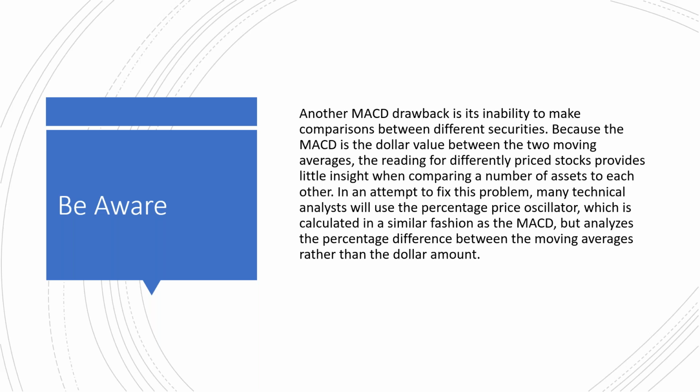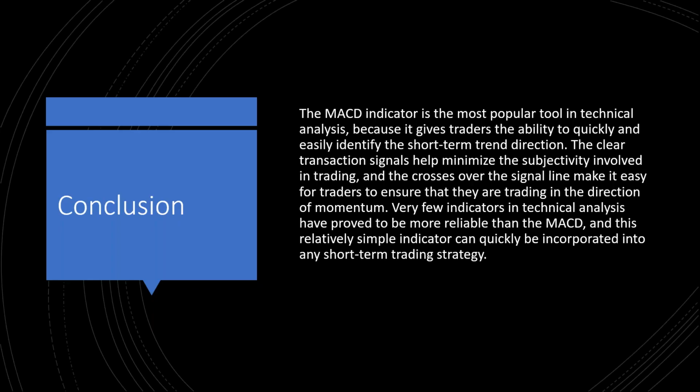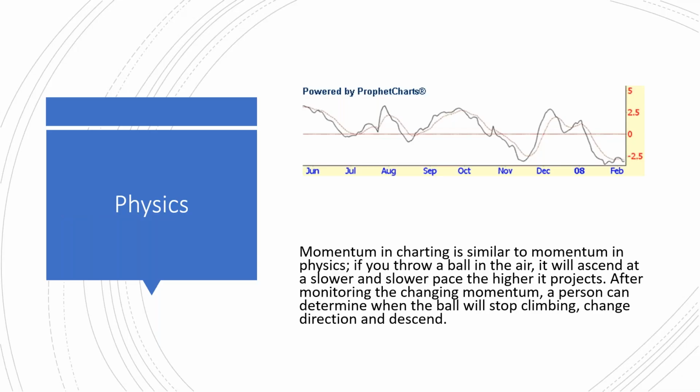Another MACD drawback is its inability to make comparisons between different securities. The MACD indicator is the most popular tool in technical analysis because it gives traders the ability to quickly and easily identify the short-term trend direction. The clear transactions help minimize the subjectivity involved in trading, and the crossovers of the signal line make it easy for traders to ensure they are trading in the direction of the momentum. Very few indicators in technical analysis have proved to be more reliable than the MACD, and this relatively simple indicator can be quickly incorporated into any short-term trading strategy.